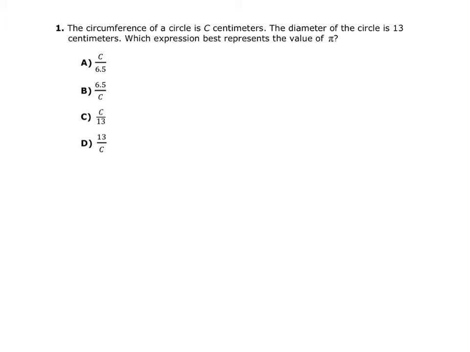So the first thing we need to know is to find the circumference, because that's what we're looking for right here. We need the formula c equals, and there's two different formulas, either c equals pi times d or c equals 2 pi r. Since we're given diameter, we're going to use pi times d. Now, we do know that it gave us the diameter is 13, so we can rewrite it and say c equals pi times 13. Now, it's wanting which expression best represents the value of pi. So what that just means is, what is the equation when pi is by itself?